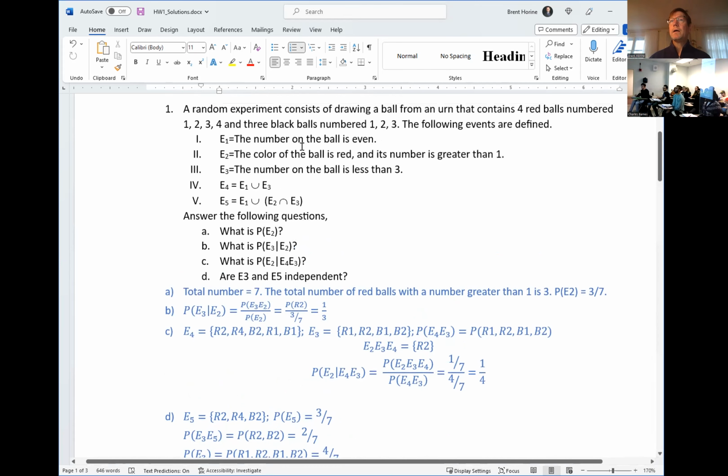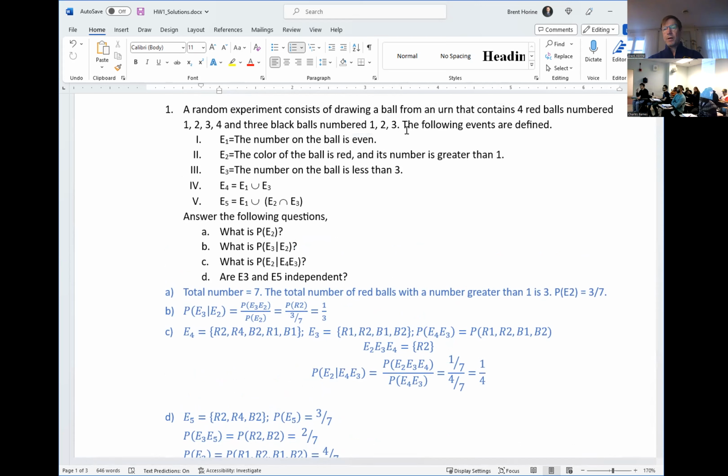All right, a random experiment consisting of drawing a ball from an urn that contains 4 red balls numbered 1, 2, 3, 4, and 3 black balls numbered 1, 2, 3. This is one of these classic toy problems that we see in probability and statistics. We set up one event where the number of the ball is even. So we don't care about the color. We just care that the ball is even, right?